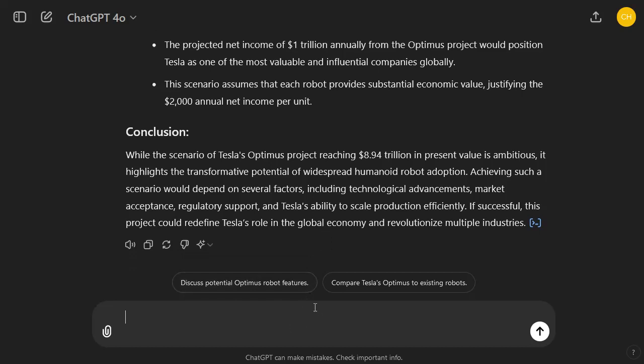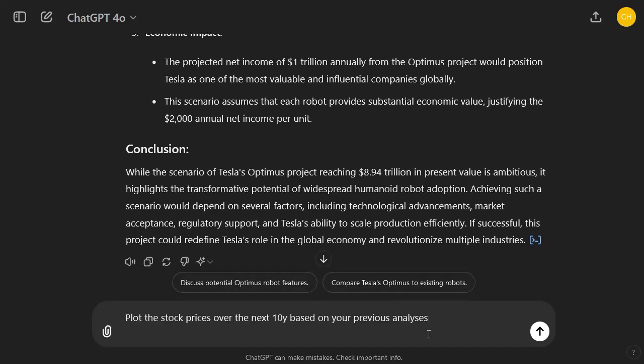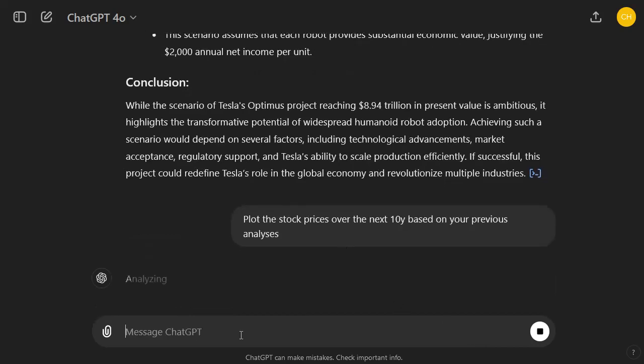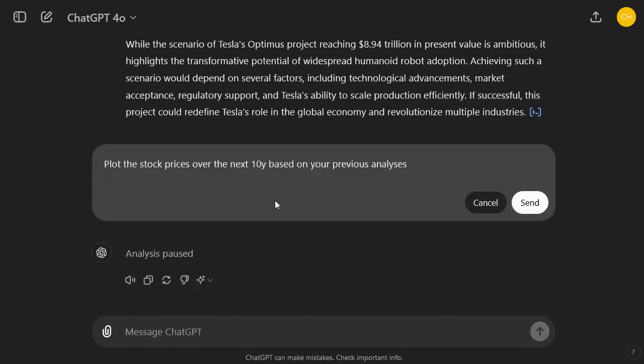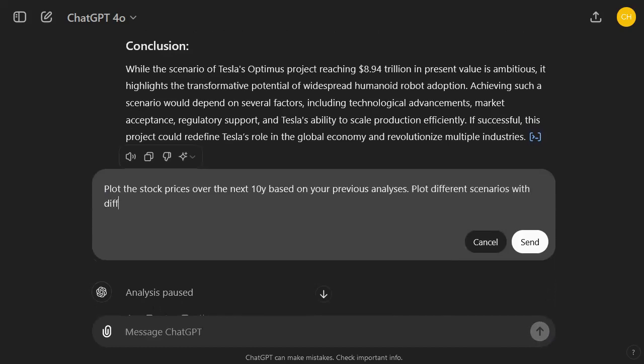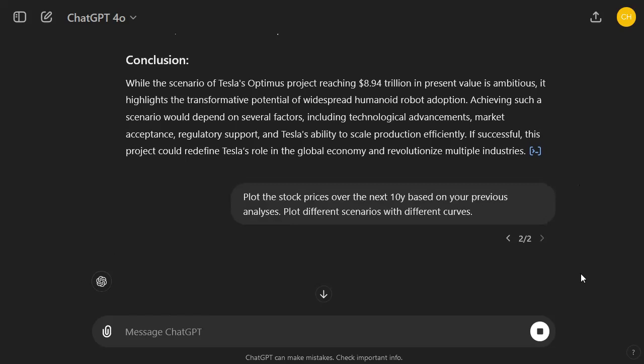Good, so let's plot the stock prices over the next 10 years based on your previous analysis. You know what, maybe let's quickly tell it: plot different scenarios with different curves in the chart. Let's see what it comes up with.